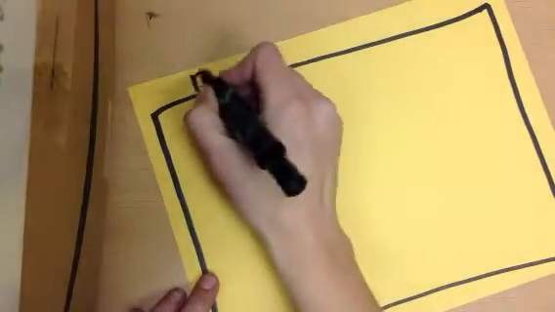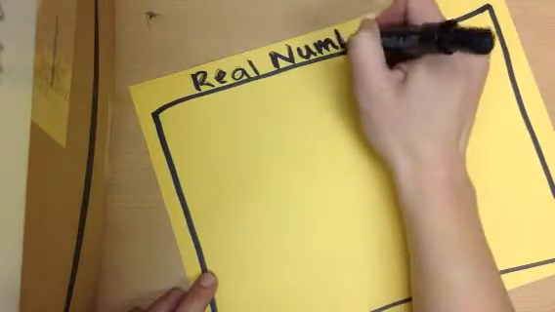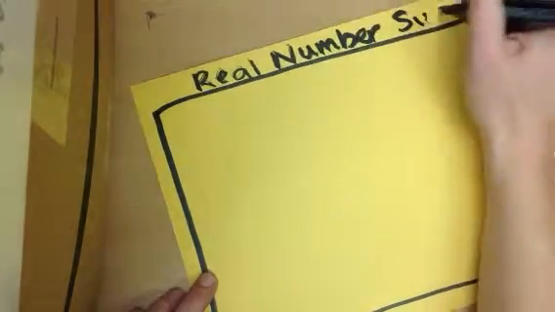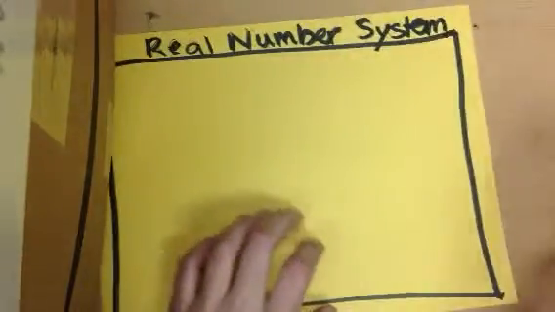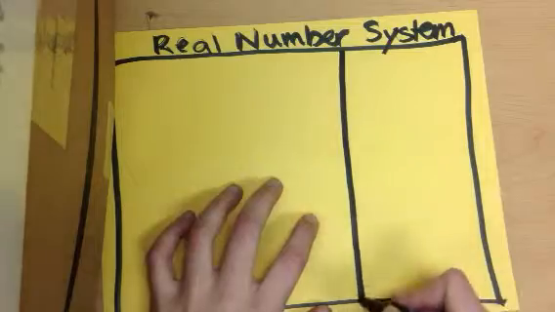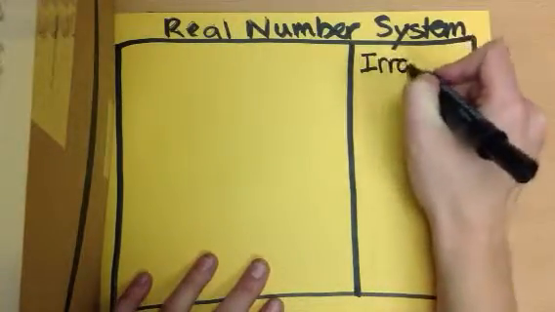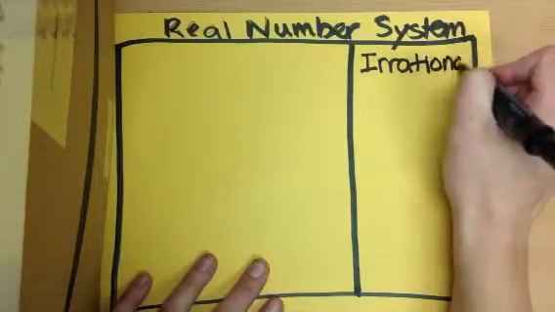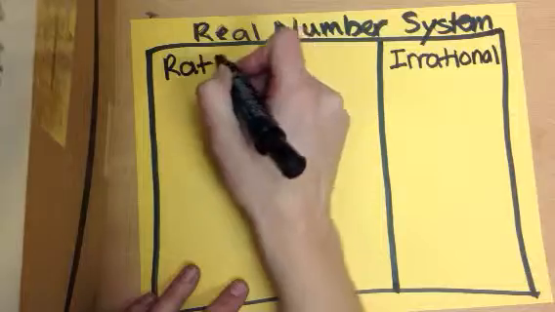So here we have our real number system. And then in the real number system, there are two main categories: rational numbers and irrational numbers. So let's go ahead and divide up our rectangle into two. Over here we're going to have irrational numbers. And then on this side we're going to have rational numbers.